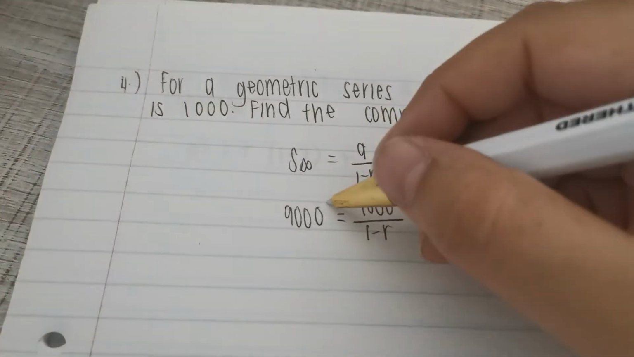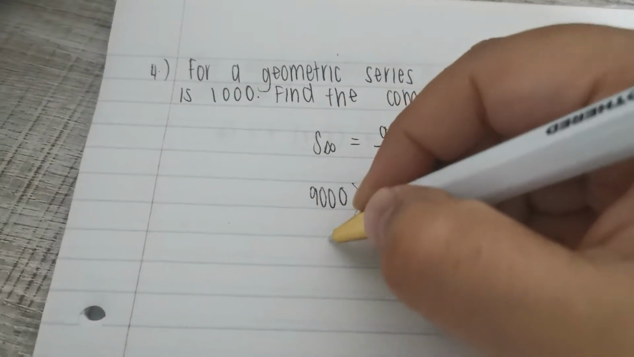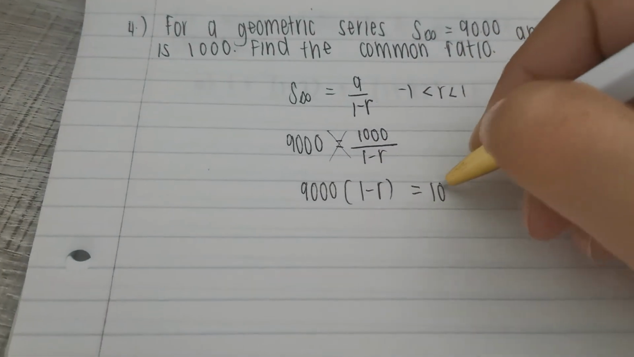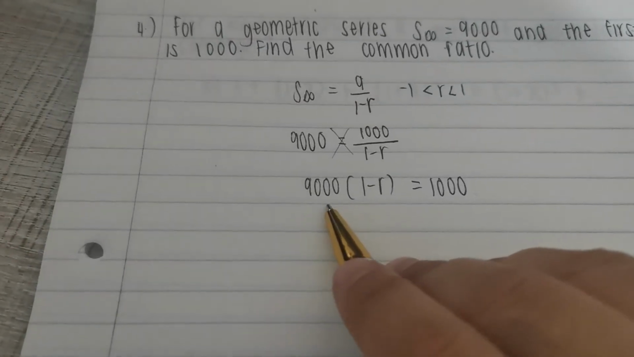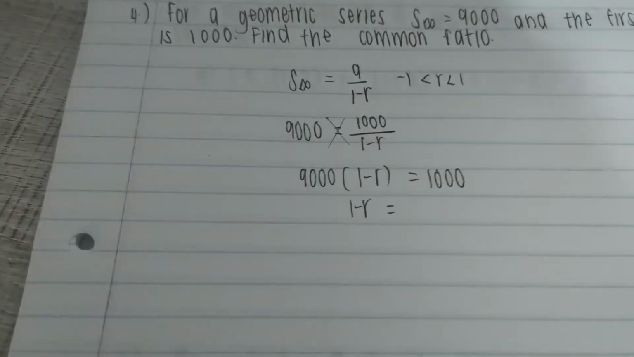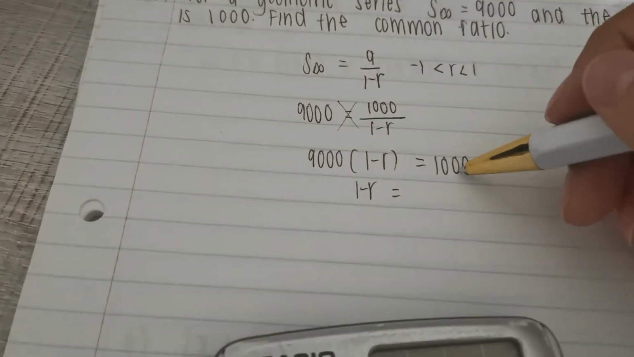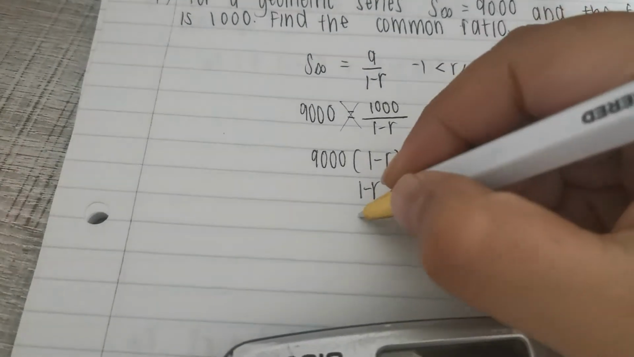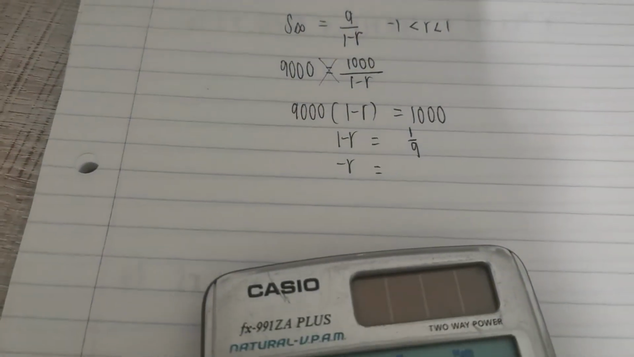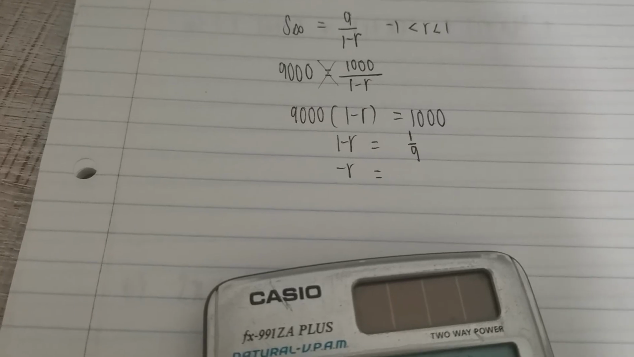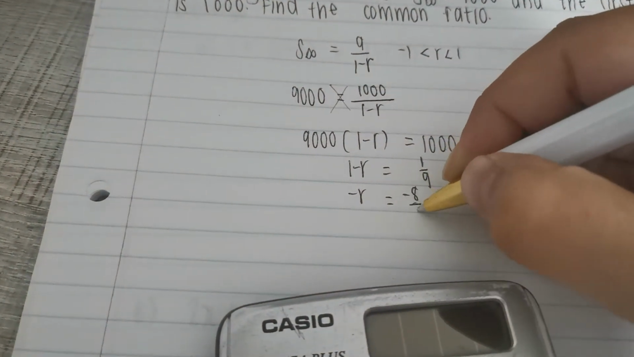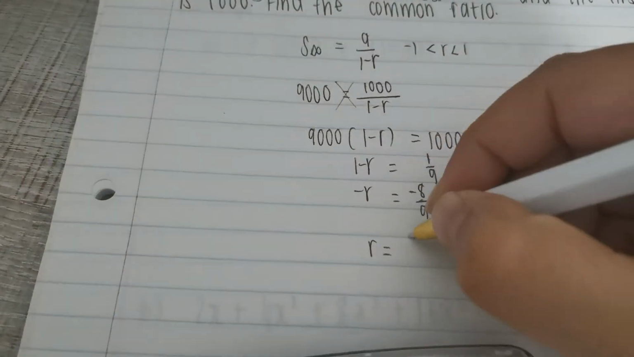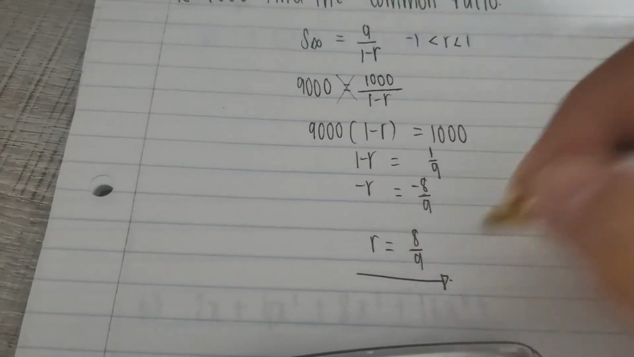Okay, I am going to cross multiply, giving me 9,000 times (1 minus r) equals 1,000. I want to get rid of this 9,000, so I divide both sides by 9,000, leaving me with 1 over 9. I don't want this 1 over here, I take it over, so we've got 1 over 9 minus 1. And I don't want the negative sign over there, so I'm going to divide both sides by negative. I get my ratio is 8 over 9.